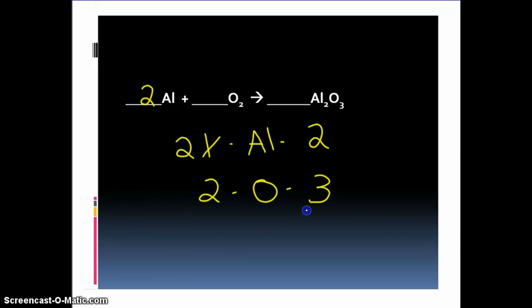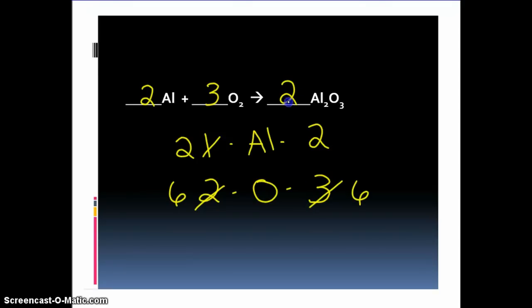Okay, now with the oxygen. What can you multiply either of these by to get to a common number? Well, in this case, the common number would be 6. So we want to get them to 6. We'd multiply this side by 3. 3 times 2 is 6. And on this side, we want to multiply by 2. Now, 2 times 3 for the oxygen is 6.